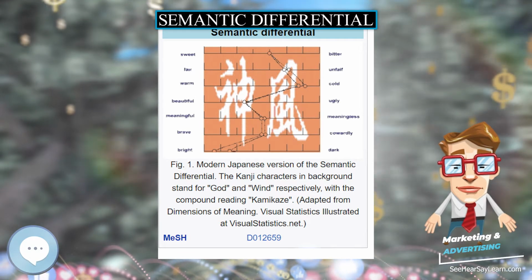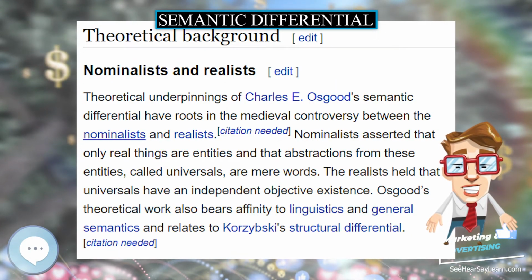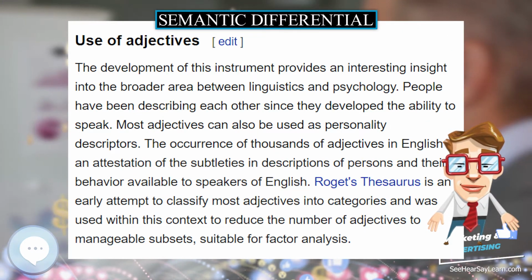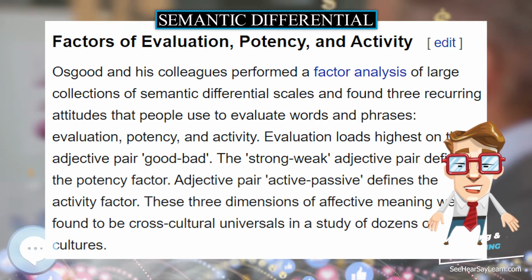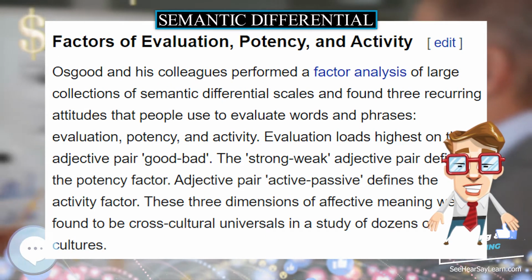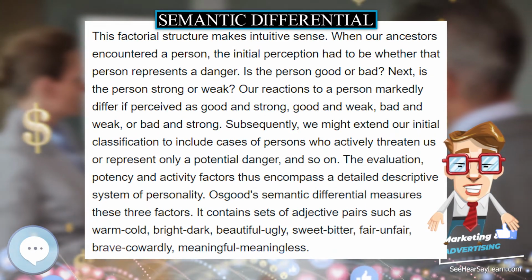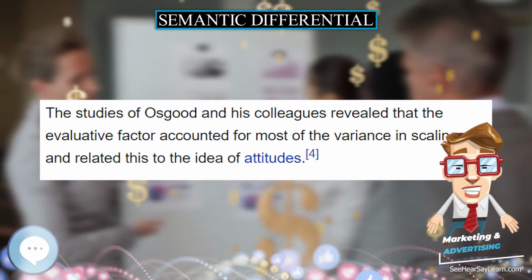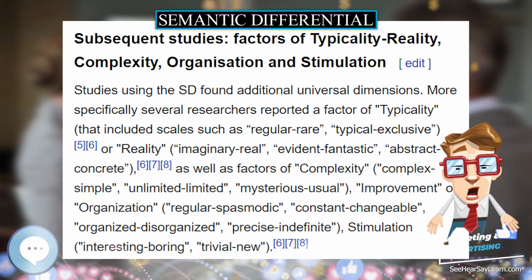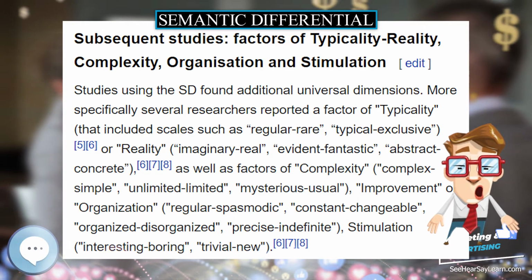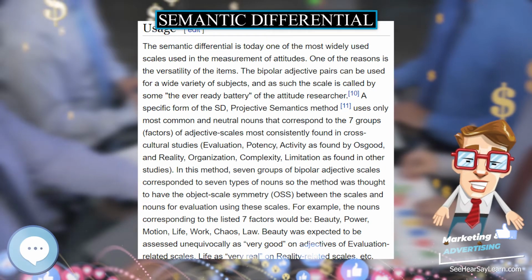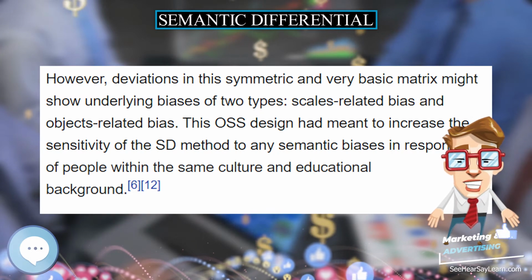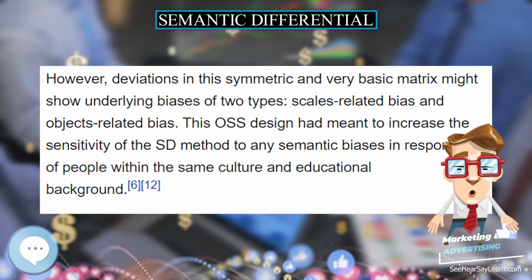Usage. The semantic differential is today one of the most widely used scales in the measurement of attitudes. One of the reasons is the versatility of the items. The bipolar adjective pairs can be used for a wide variety of subjects, and as such the scale is called by some the ever-ready battery of the attitude researcher. A specific form of the SD, projective semantics method, uses only most common and neutral nouns that correspond to the 7 groups, factors, of adjective scales most consistently found in cross-cultural studies: evaluation, potency, activity as found by Osgood, and reality, organization, complexity, limitation as found in other studies.